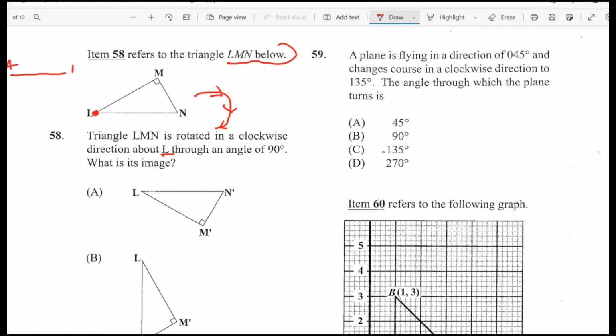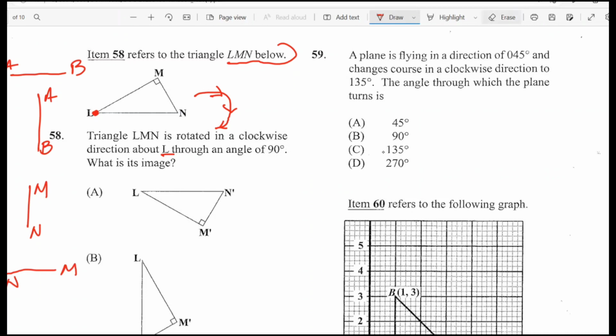So if this is AB, it becomes A, B. So all horizontal lines actually become vertical, and all vertical lines become horizontal.